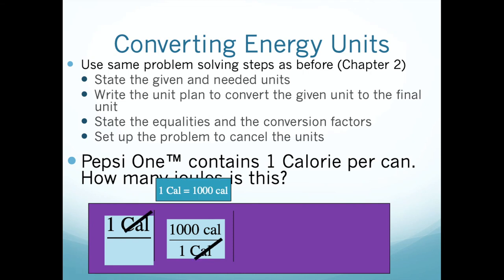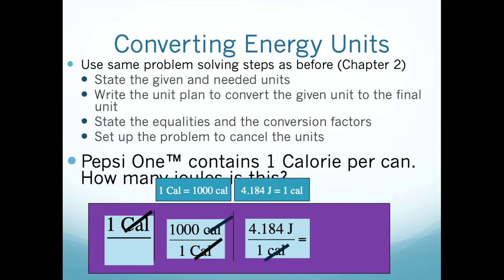That gets calories with a capital C to cancel out. Now in the next step, we want lowercase c calories to cancel out. So we want calories on the bottom, and we want joules on top because that's where we want our answer. Again, lowercase c calories will cancel out. So we have our 4.184 joules on top, our 1 calorie on the bottom. Notice that our units have canceled out, and we're left with just joules. When we plug these numbers in, 1 times 1,000 times 4.184, divided by 1, you get 4,184 joules.